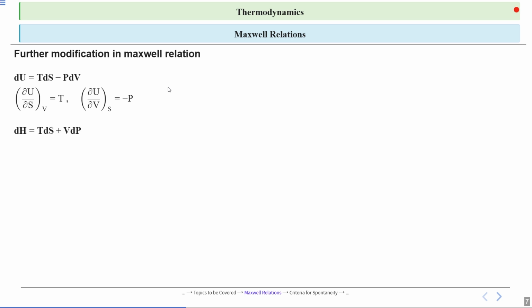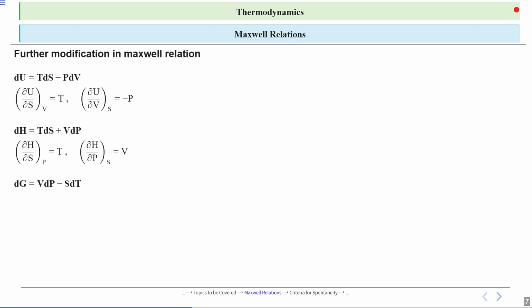Next is related to the enthalpy. In the enthalpy, we can similarly take two equations. What are those two equations? First, we take the pressure constant, which will give you VdP as 0, and therefore dH by dS at constant P is equal to T. In the next part, we have taken the entropy constant. So it will give you dH by dP at constant entropy is equal to volume.